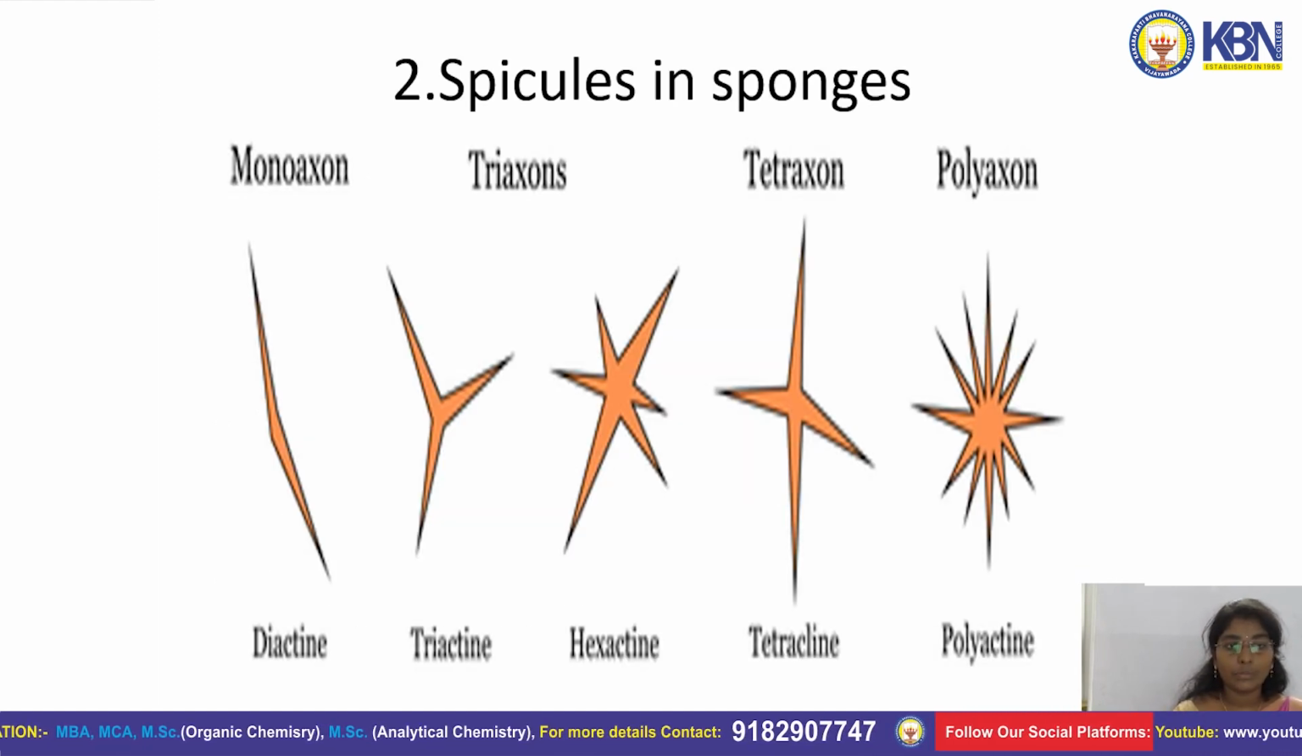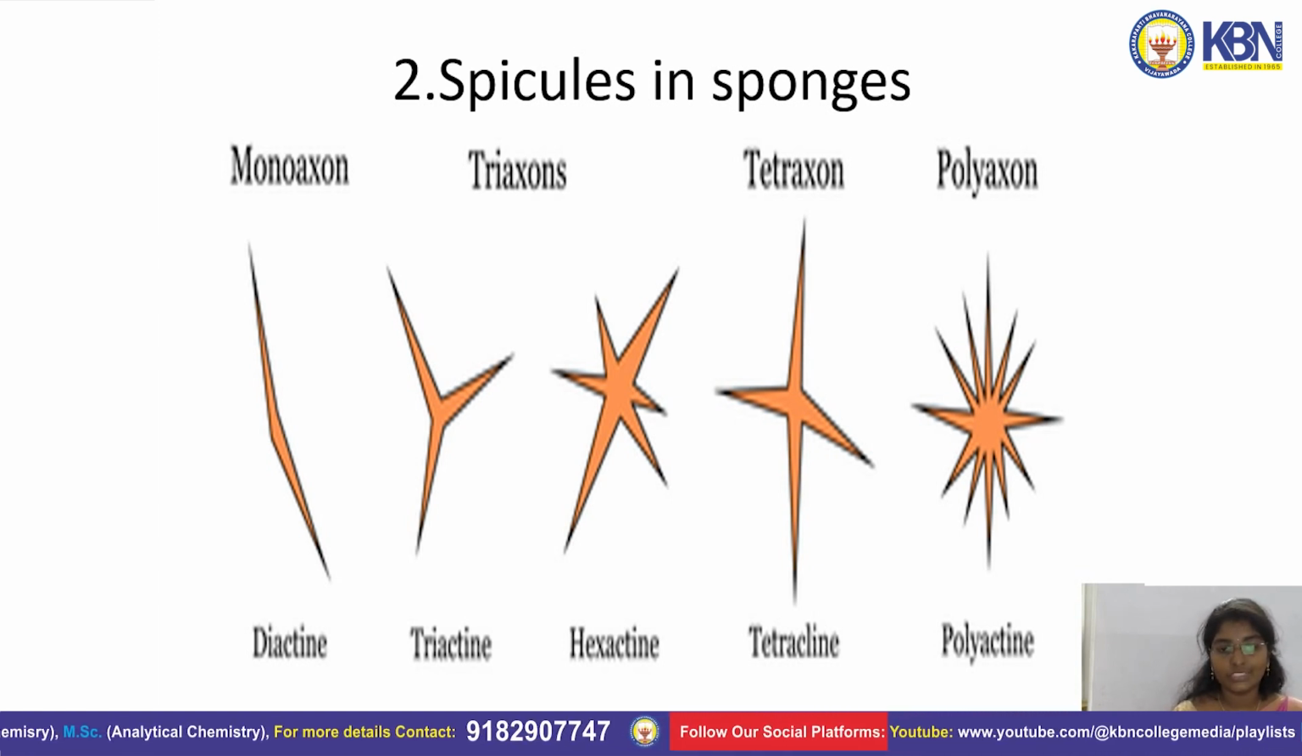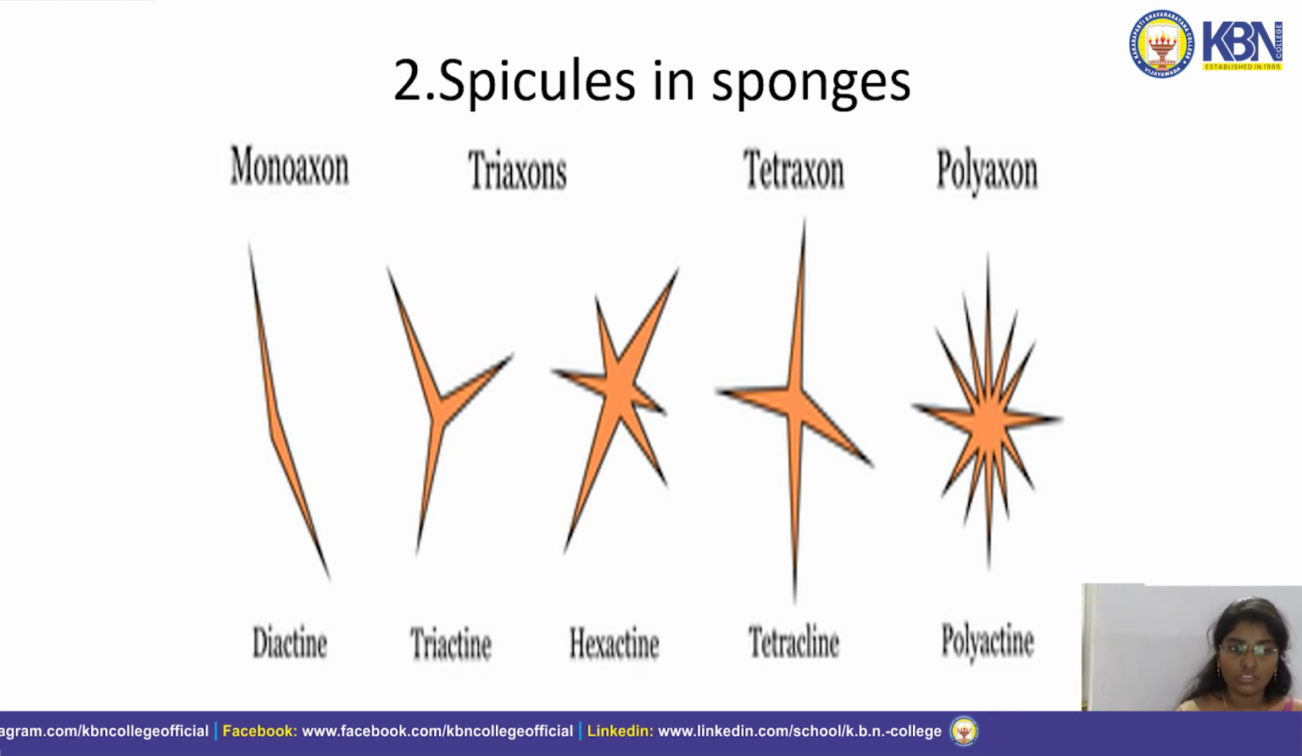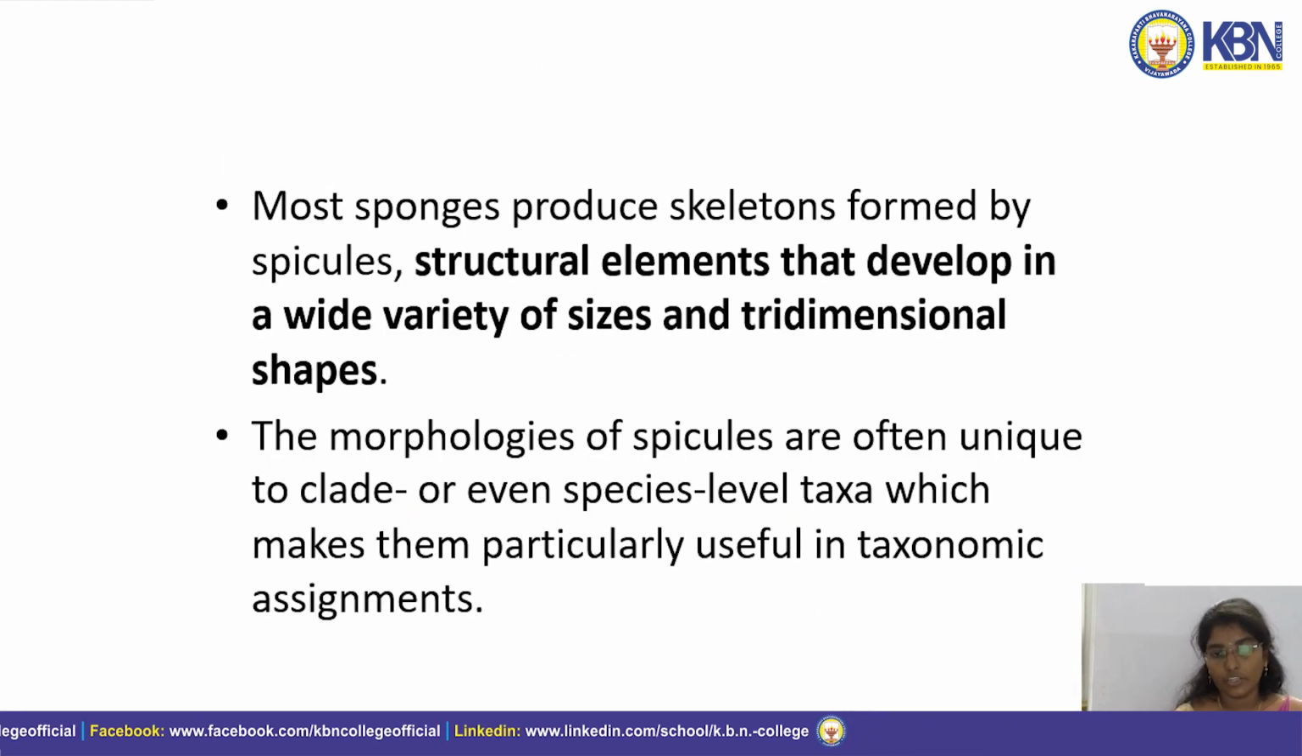And these are the spicules in sponges. When we observe sponges, we see tiny spine-like structures present all over the body, which are called spicules. These spicules are of different types like monoxon, triaxon, tetraxon and polyoxon, depending upon their shapes and the corners of their spines.